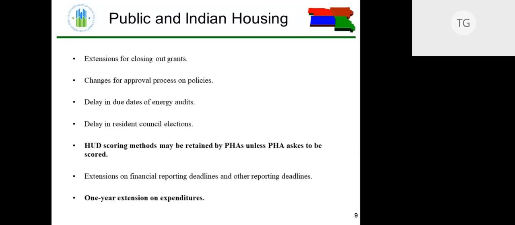HUD scores PHAs in order to determine on a high-level basis how the PHA is managing its programs. The PHAs may retain their most recent HUD scoring. HUD will allow PHAs to be scored again if the PHA requests. This is important for troubled or near troubled housing authorities. All open grants will automatically be given a one-year extension on expenditures. Due to the pandemic, service providers may not be able to perform.